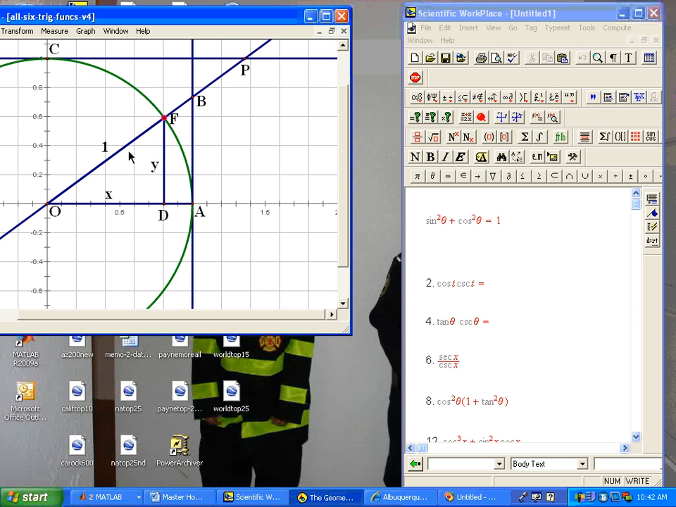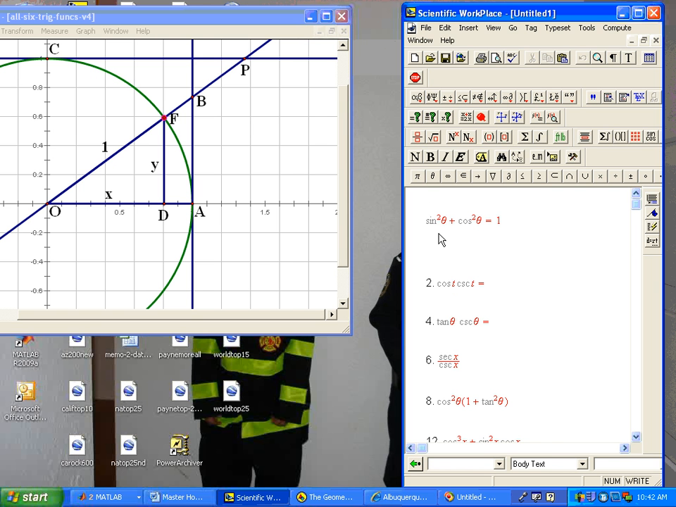So the first thing I want to do is focus on ODF and remind you of the most important of all trig identities, the main Pythagorean identity, which is that this is a right triangle and its hypotenuse is 1. X is cosine theta, Y is sine theta, and so x squared plus y squared is cosine squared theta plus sine squared theta, which is equal to 1.